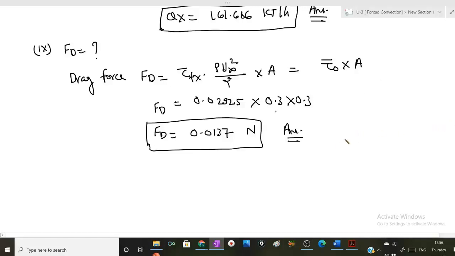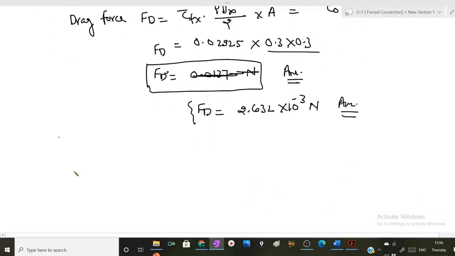That is why I have considered, sir, FD 2.63 into 10 to the power minus 3. Yes, sir. Sorry, I have calculated correctly. 2.6, correct. It is the correct value. I could also calculate 2.6325 into 10 to the power minus 3. This will be the answer. Okay. This way you can calculate.